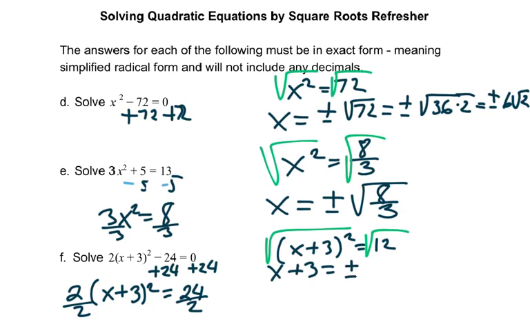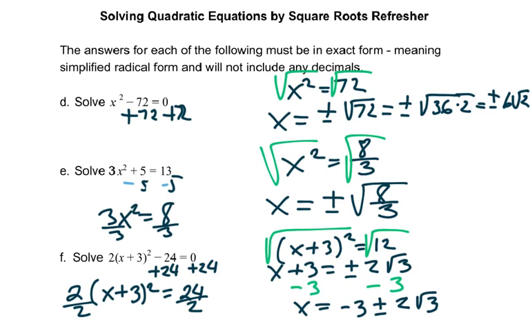First of all, I have positive and negative. The square root of 12 is the square root of 4 times 3, which will give me 2 root 3. And now to get x all by itself, I need to move the 3 away from it by subtracting it from both sides. I will get x is equal to negative 3 plus or minus 2 square root of 3. It looks complicated, but this is the answer. If we use a calculator to actually simplify it, we will get a decimal form of this answer.